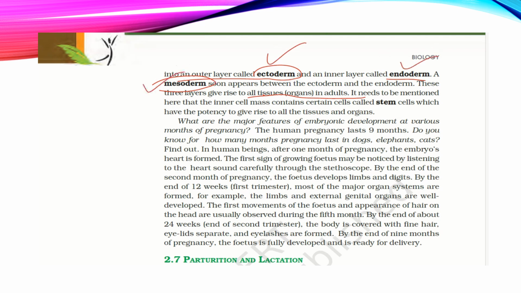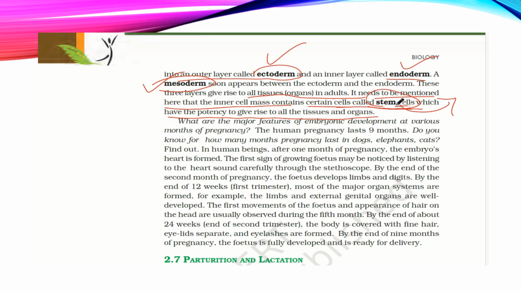These are very important because they are giving rise to all the organs, all the tissue organs in our body. It needs to be mentioned here that the inner cell mass contains certain cells which are called stem cells. These stem cells can be preserved for the future use of treatment of any autoimmune disorder or disorders which are related to blood. There are certain cell masses which contain stem cells which have the potency to give rise to all types of tissues and organs.